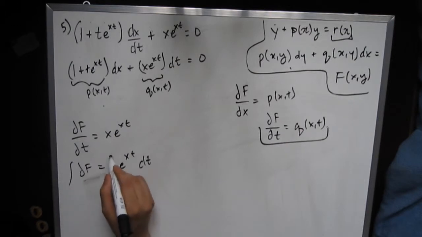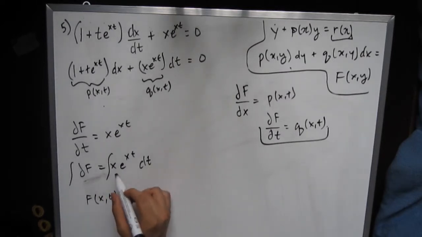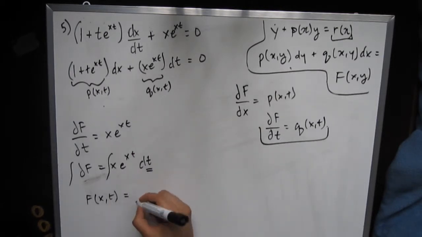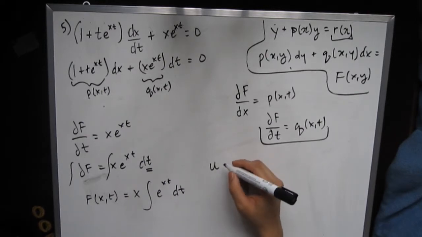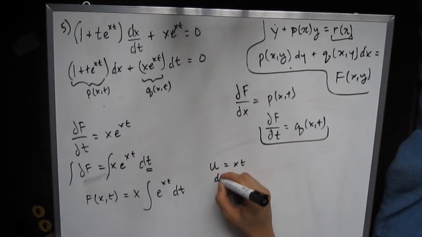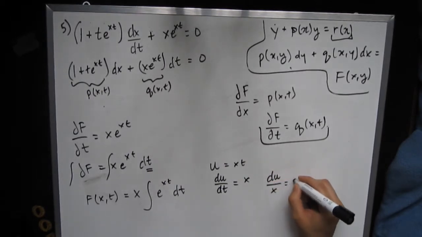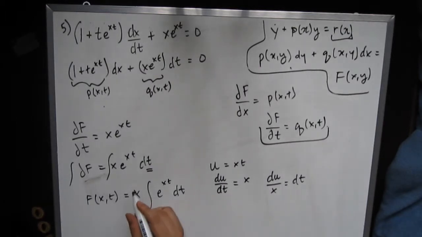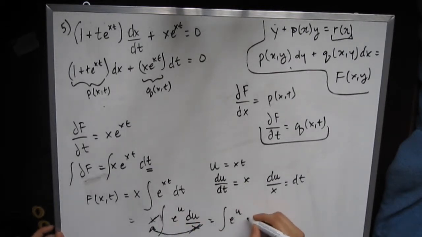All you have to do now is integrate both sides, and you get f of x,t is equal to, since you're integrating with respect to t, you don't have to worry about x. You can take x out of the integration, and you're left with the integral of e^(xt) dt. Now, like always, you'd use substitution, so let u = xt, so du/dt = x, so du/x = dt. Then all you have to do is sub this in here, so you get x multiplied by the integration of e^u du/x. You can take this x out and it will cancel with this x, so you're just left with the integration of e^u du, which is equal to e^u, so e^(xt), plus a function g of x.